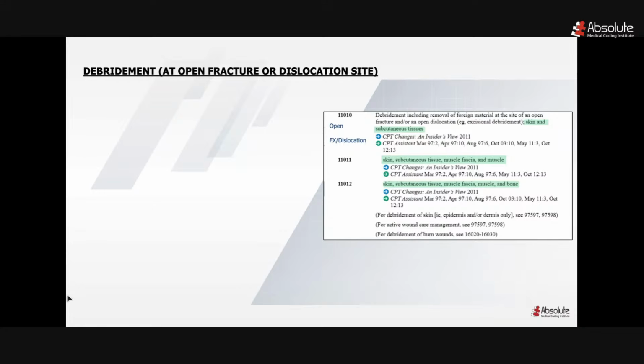Okay, so coders, you can see here also, these codes are classified, once again, based on the depth of the debridement performed. And a quick coding checklist to remember. You have to know whether the site is an open fracture or an open dislocation. Also note the depth of the tissue removed, as these codes are classified based on the depth. And add the surface area if multiple wounds are treated at the same depth. And also use a 59 modifier for separate wounds or sites.